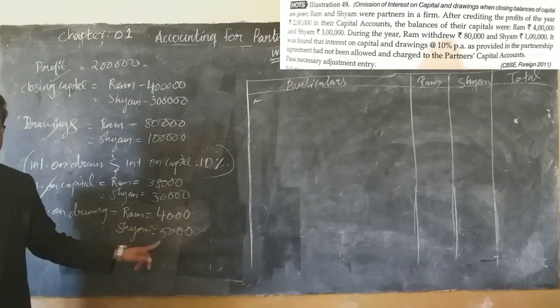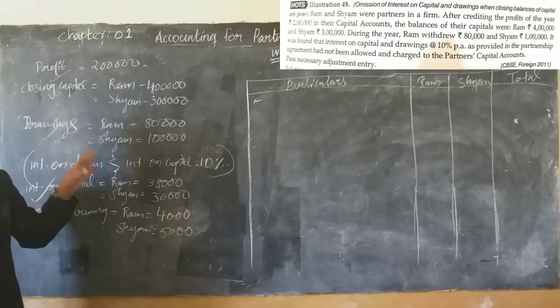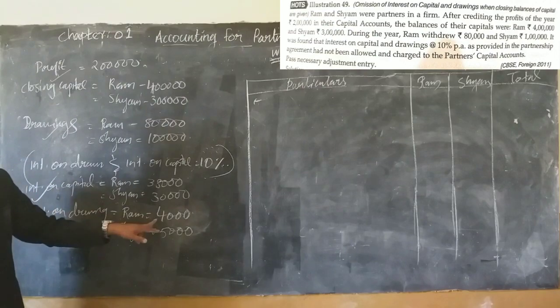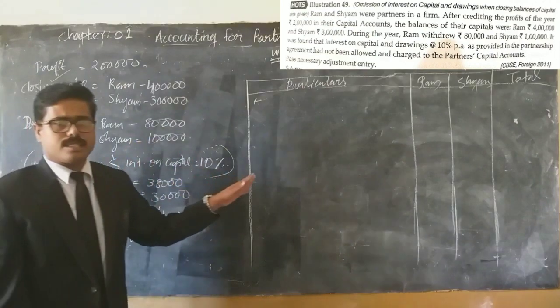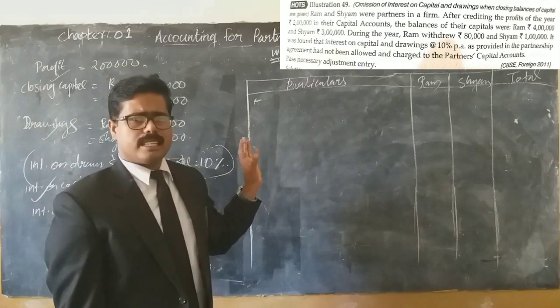You understand why 4,000 and 5,000? Because the date of drawing is not mentioned, so what we will do is charge an average period of 6 months only. So 4,000, 5,000. Now let's go and do the statement showing required adjustments.